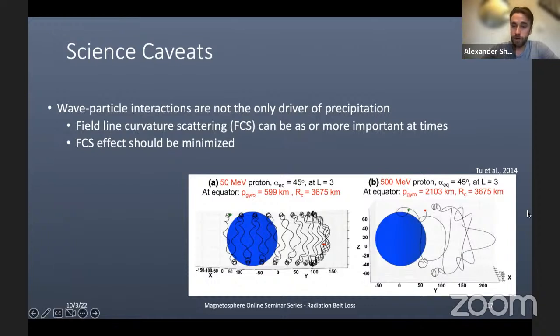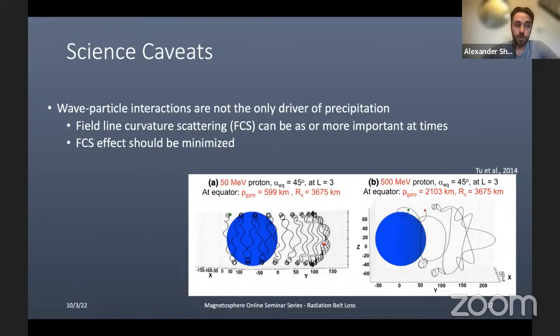Here's a plot from Tu et al. in 2014. On the left is a proton unaffected by this effect, and on the right is a 500 MeV proton whose trajectory is altered from the traditional view due to field line curvature scattering. This effect will scatter particles into the loss cone. There is a paper by Artemiev in 2013 that found that it will increase precipitation, but it cannot completely scatter electrons into the loss cone, just due to the time that electrons spend in the scattering region compared to the lifetimes of electrons due to that process.